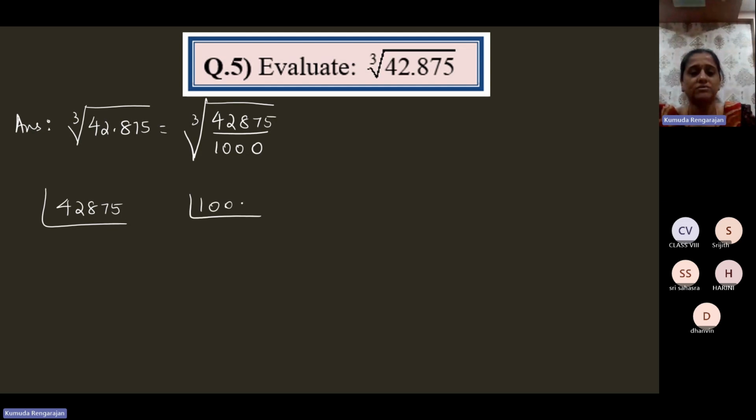Yeah, please complete this. Write the decimal number as a fraction. So it is cube root of 42,875 divided by 1,000. Because 3 decimal places, no? 1, 2, 3. 3 decimal places, so 1,000. It has 3 zeros. This is how you write this decimal number as a fraction. Yeah, now complete this and let me know.